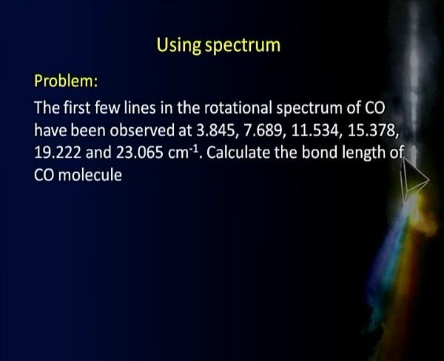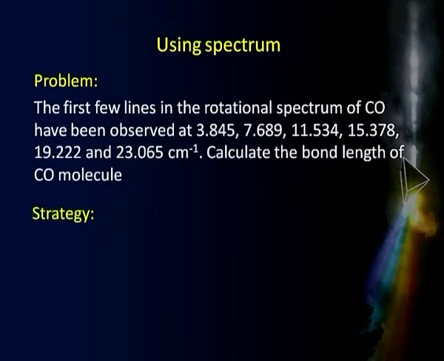Now, basically what I have got as a spectrum is a set of lines. To make use of it, let me give you a small problem to be done. The problem is as follows: if I take the rotational spectrum of carbon monoxide, the first few lines, this is experimental data I am sharing with you, have been observed at say 3.845, 7.689 and so on and so forth centimeter inverse. The question is, what do I do with that? As I mentioned earlier, the rotational spectrum can be used to calculate the bond length of the molecule. Let us see how it happens.